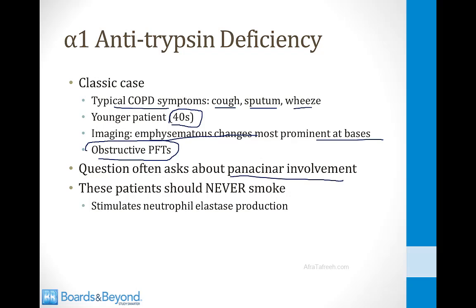And then one thing to know about antitrypsin deficiency is these patients should never smoke. So they have no antitrypsin activity. So the last thing they want to do is smoke and stimulate the neutrophil elastase.